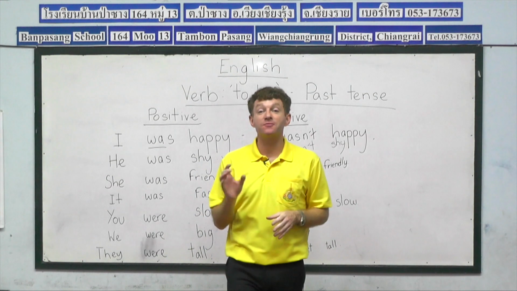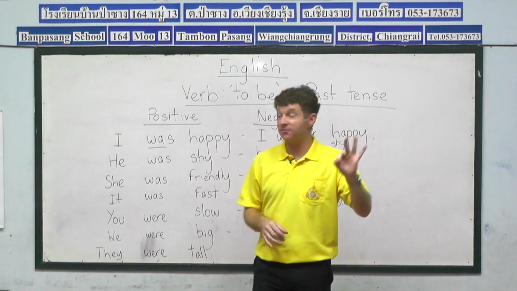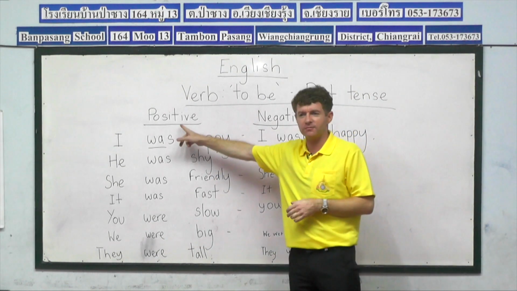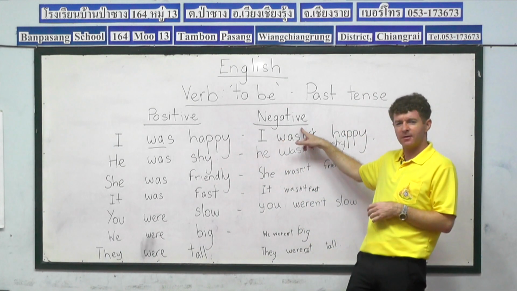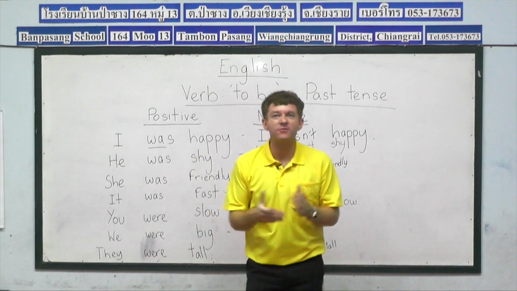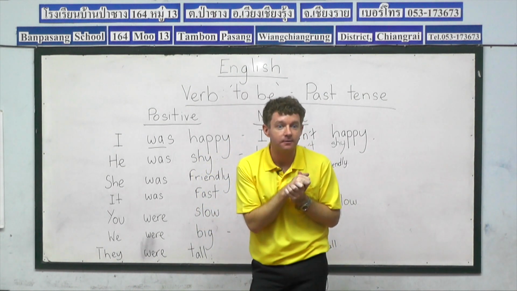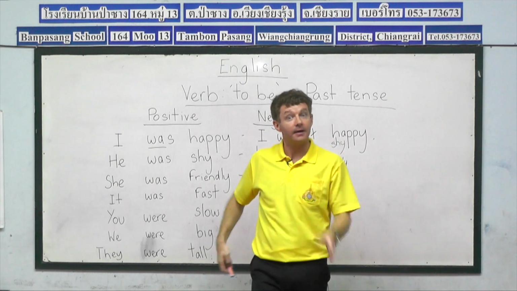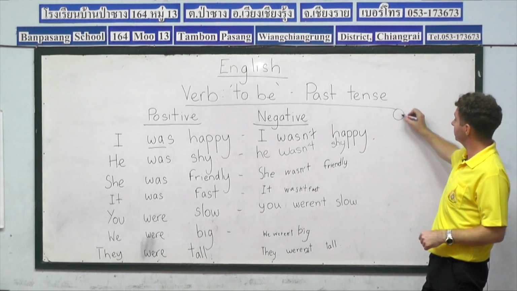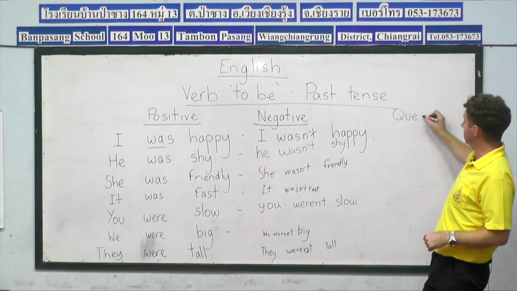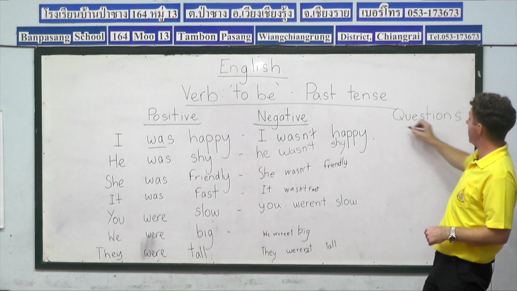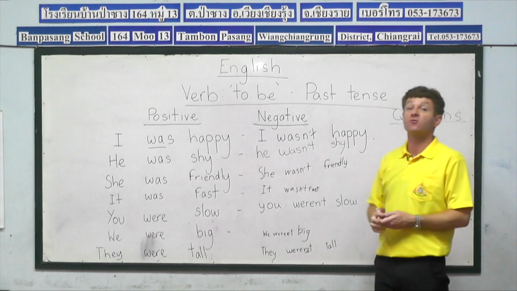And now it's time to move on to look at the third thing we can do with verb to be in the past tense. We have positive, we have negative, but what's the third thing we can do with the verb to be? How about if we want to know something, what do we need to ask? Questions. Excellent, Prau. Now we need to know how to ask questions. And questions are spelt Q-U-E-S-T-I-O-N-S. And this is what we're going to do today.